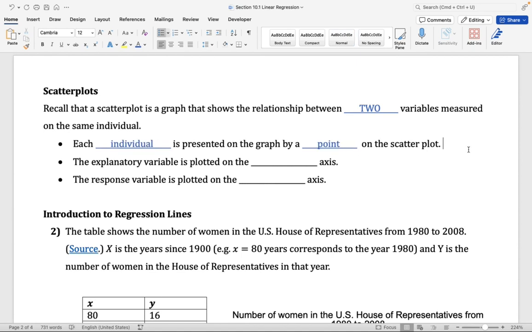As I mentioned before, the explanatory variable is going to be plotted on the x-axis, also known as the horizontal axis, and the response variable is going to be plotted on the vertical axis, also known as the y-axis. At some point in this lesson, I'm going to make sure to remind you how you create scatter plots on Google Sheets, and so that is coming up. For now, just remember, we use scatter plots to analyze the relationship between two variables. We use the x-axis for the explanatory variable. We use the y-axis for the response variable.